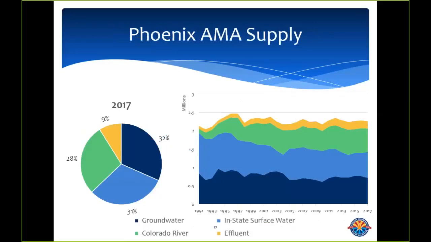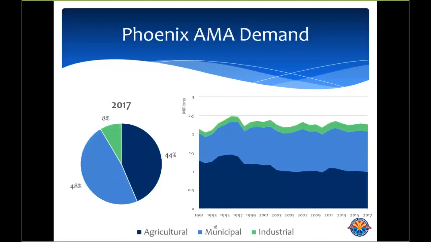Moving into the Phoenix AMA, this AMA contains 60% of the state's population by itself and represents a little under 1/3 of the state's total water use. Groundwater use has decreased just very slightly in this AMA since the early 90s, but largely water use in this AMA has been relatively flat, despite the AMA nearly doubling its population in this time period. You can also see here that agricultural demands have decreased slightly over time, but they still make up nearly half of the total demands for this AMA.